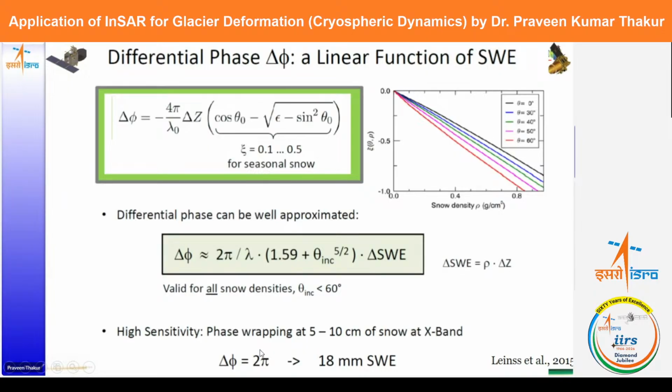But this phase difference is very sensitive to the wavelength, and at the X band, for this phase difference to occur, it is almost at 18 millimeters. So this differential interferometry will work best for the L band, and recently we have the BIOMASS SAR. For the P band, it will have the highest possibility that higher values of the snow water equivalent can also be retrieved. I will show that in the next slide.